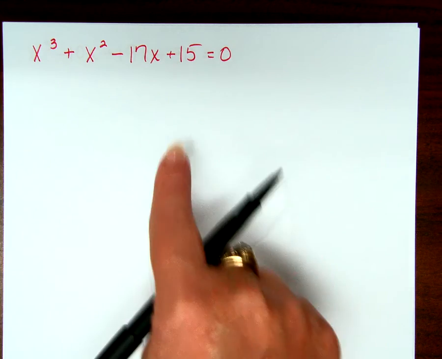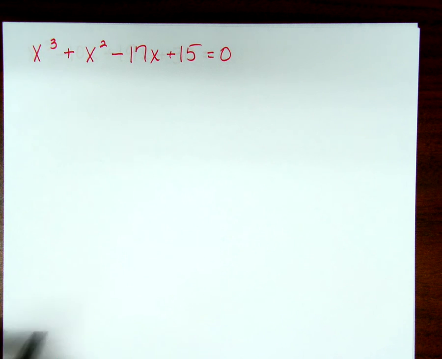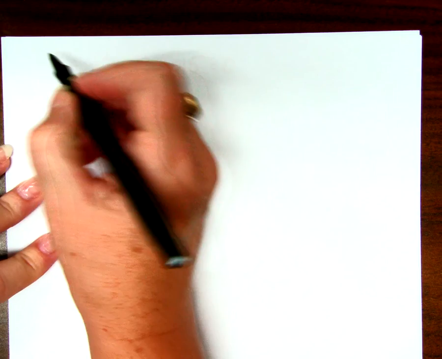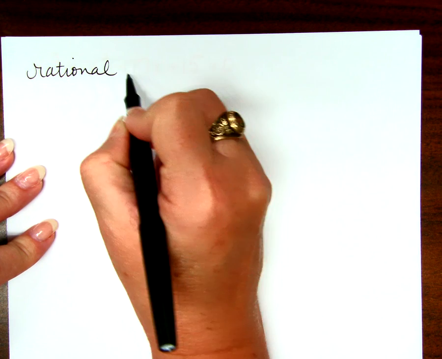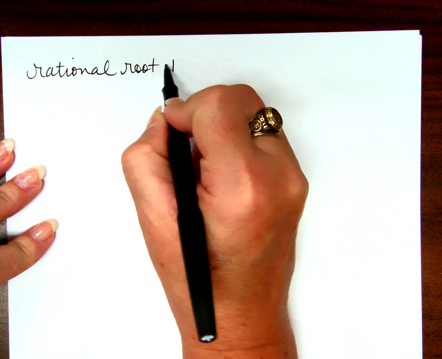What you need to see is problems like this. Okay? But before you can see a problem like this, there's something you need to know. And that something is called the rational root theorem. And I want you to write down the rational root theorem without panicking. Okay? Rational root theorem.